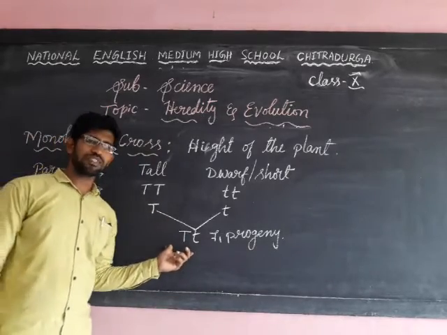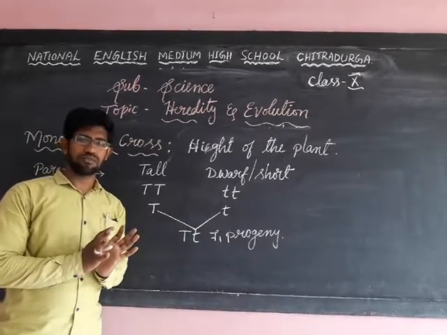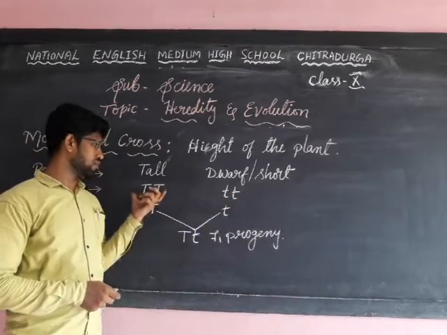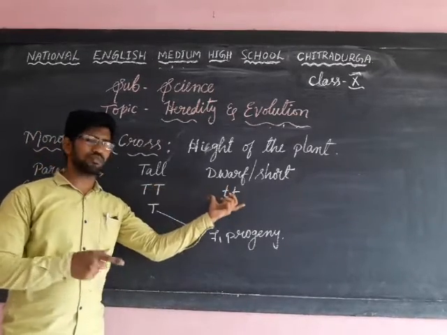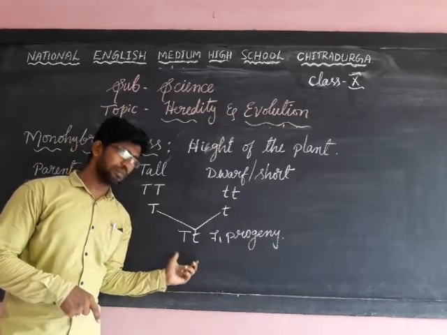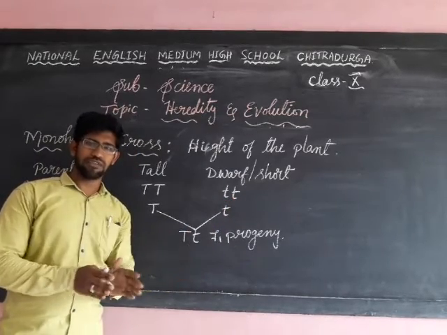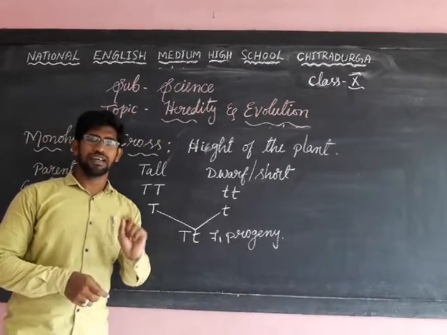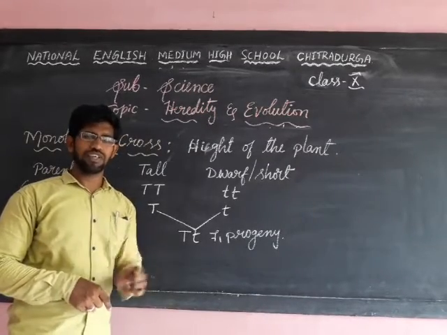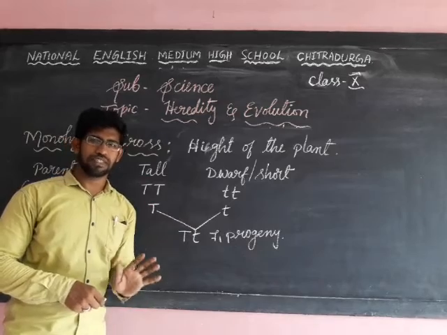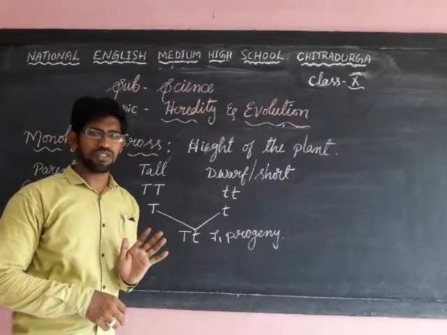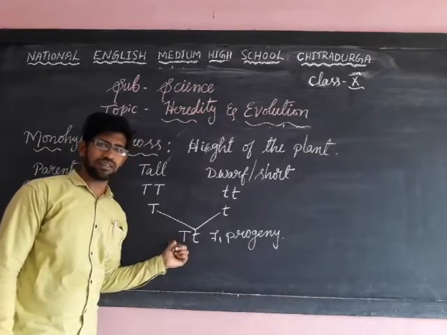As I told you, progeny means offspring or the young ones. These new young ones are not pure tall. First we took the pure tall and the pure dwarf, that's why they had both capital T and both small t. But here it is not a pure tall. Physically it is tall, but it is not pure. That's why it is called heterozygous tall, in which both characteristics are present, but the dominant characteristic is able to express. Understood?